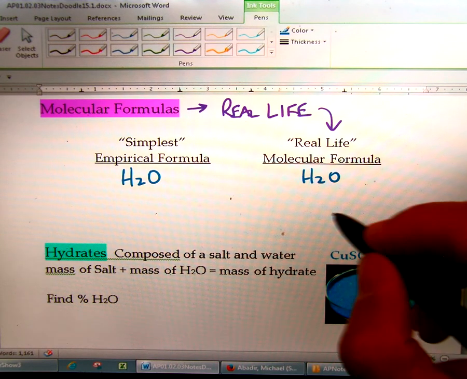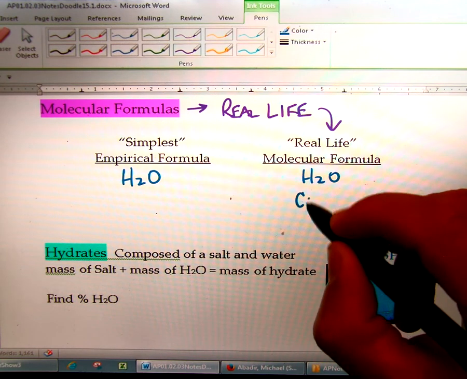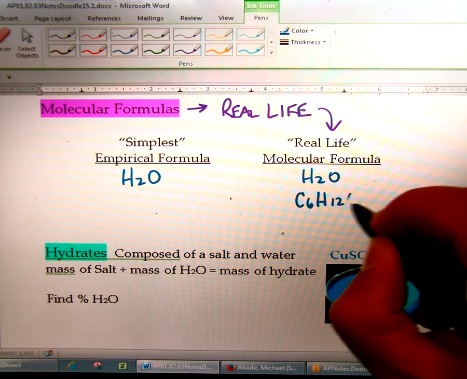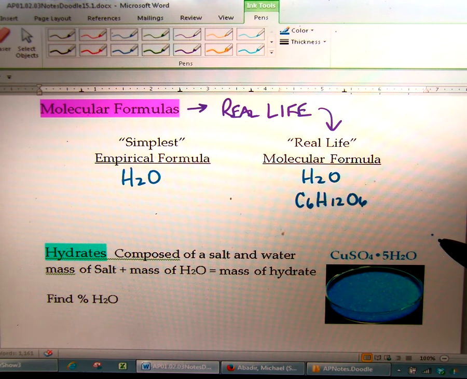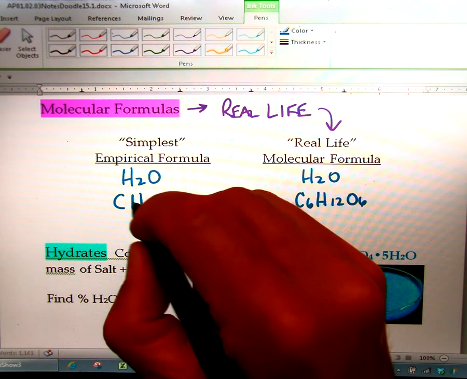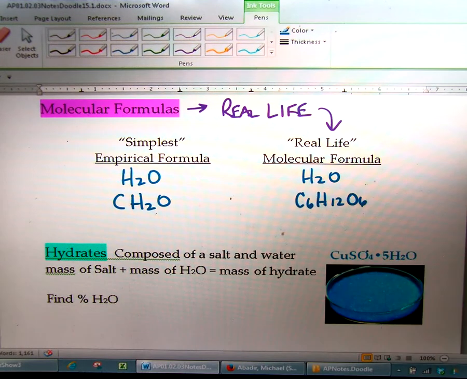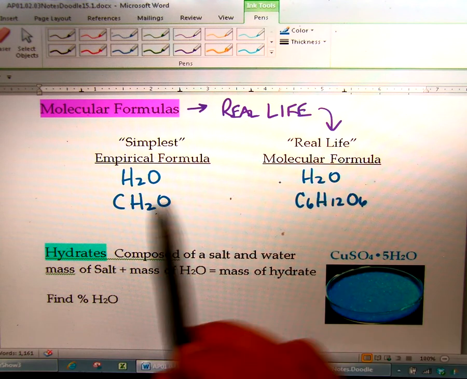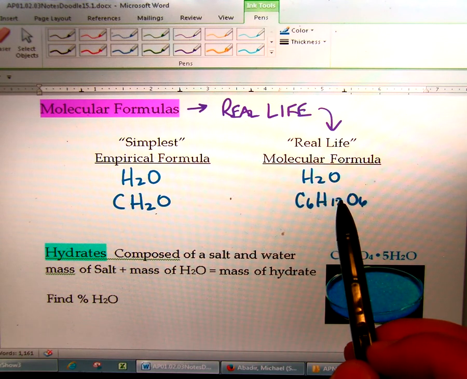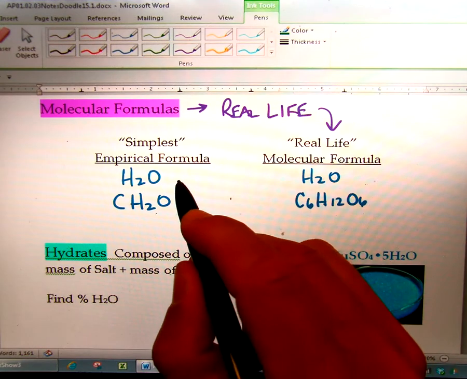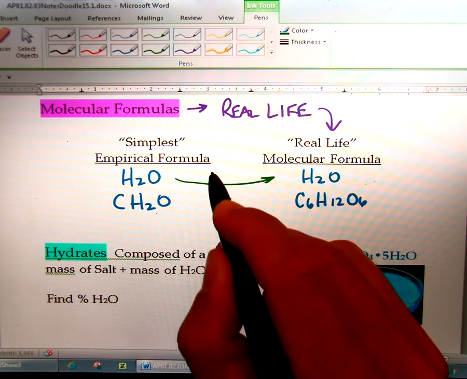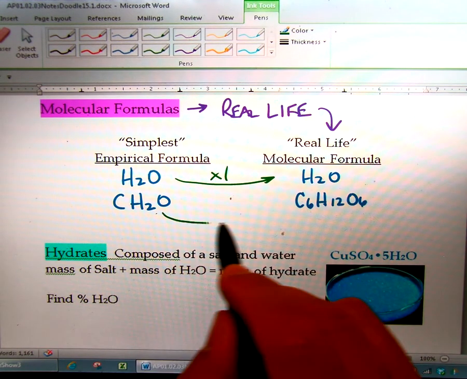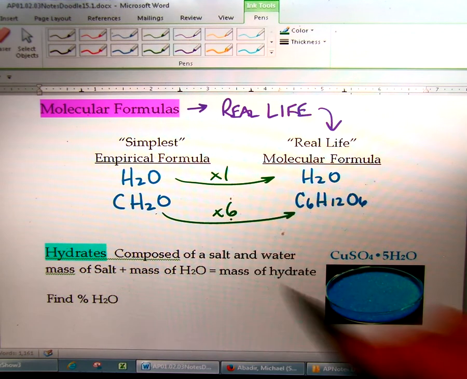But if you recall, glucose is C6H12O6. That's the real-life formula of glucose. But you could reduce that to CH2O, which is now the empirical formula of glucose. So you see that the empirical formula can be the same as the molecular formula, or it could be different. But no matter what, it's always going to be a multiple. So for water, you would simply have to multiply by 1 because it's the same. However, for glucose, you would have to multiply by 6.